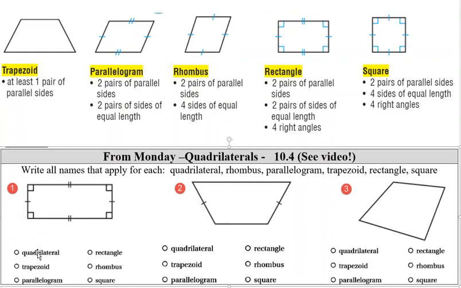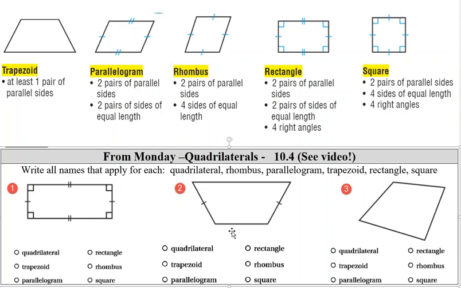It's also a quadrilateral because it has four sides to it. It's also a trapezoid because it has at least one set of parallel sides. But it's not a rhombus because a rhombus has all four sides the same length. And it's not a square because all four sides are not the same length. But it is a parallelogram. So parallelogram, trapezoid, quadrilateral, and rectangle.